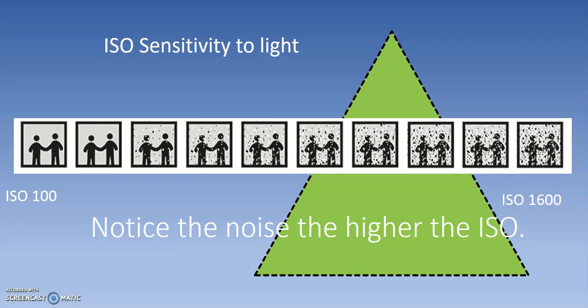The ISO setting is the sensitivity to light. Smaller ISO has a cleaner, less grainy, no noise photo. Notice the noise the higher the ISO. ISO 1600 shows what they refer to as noise.